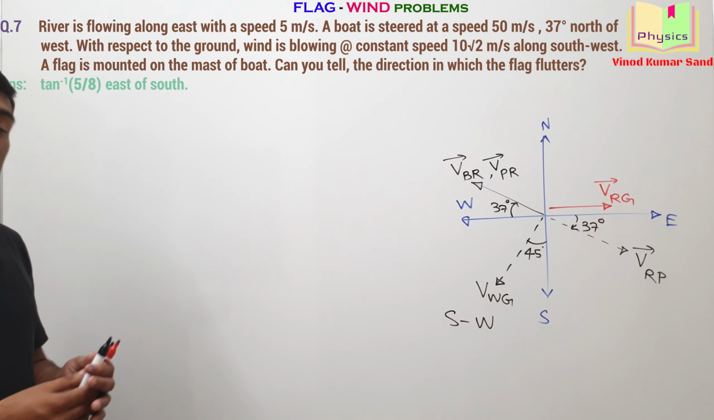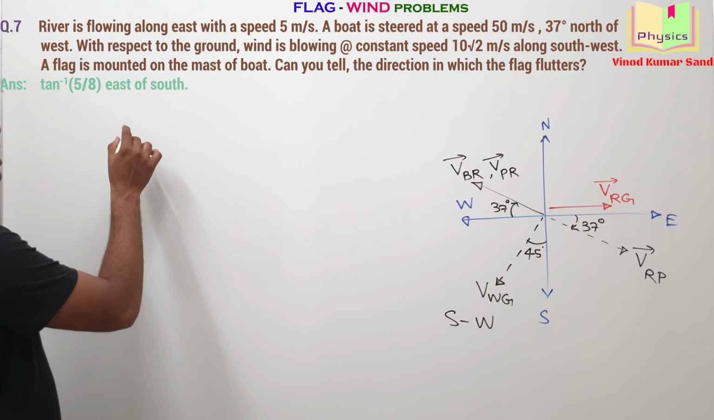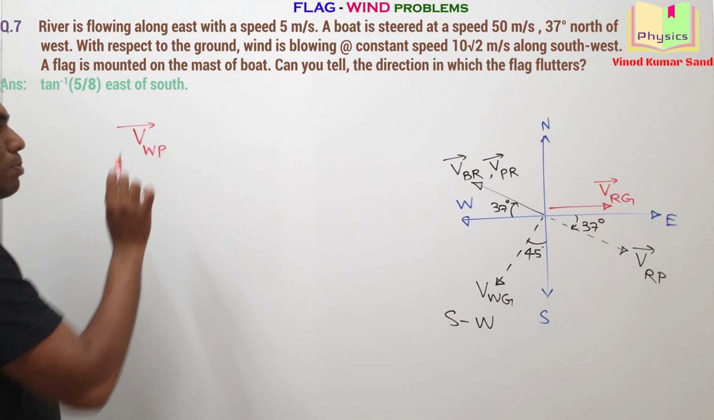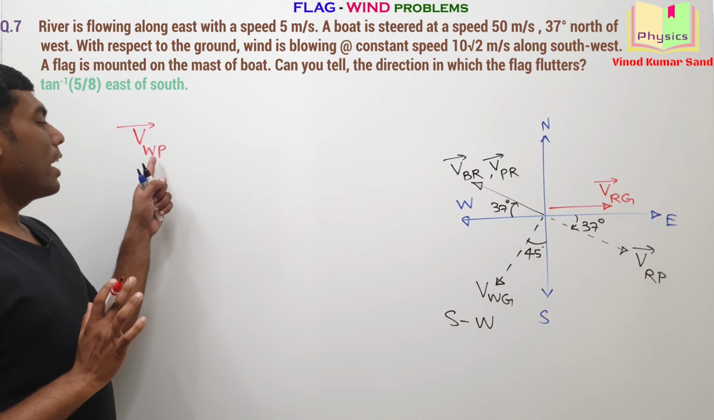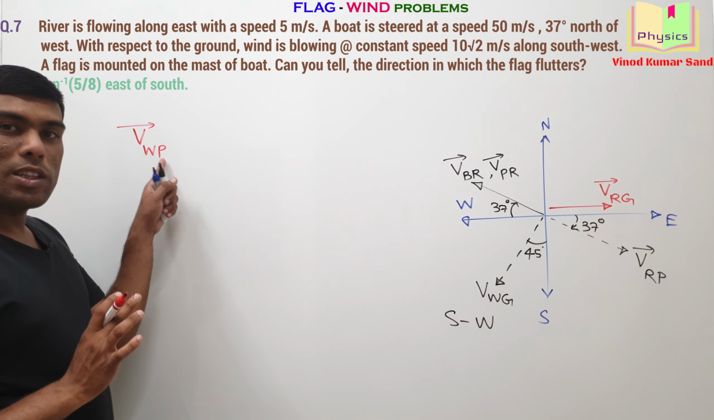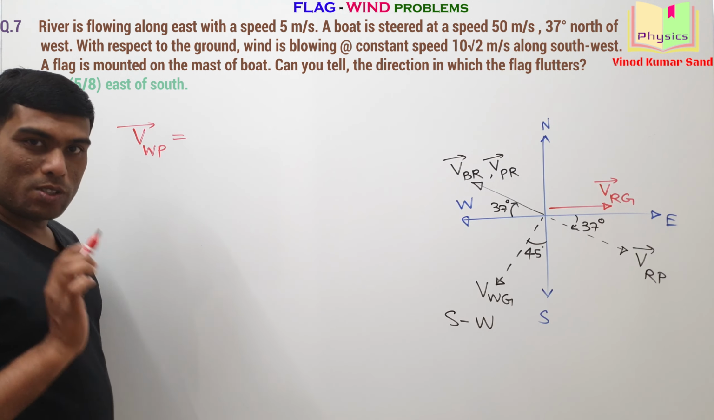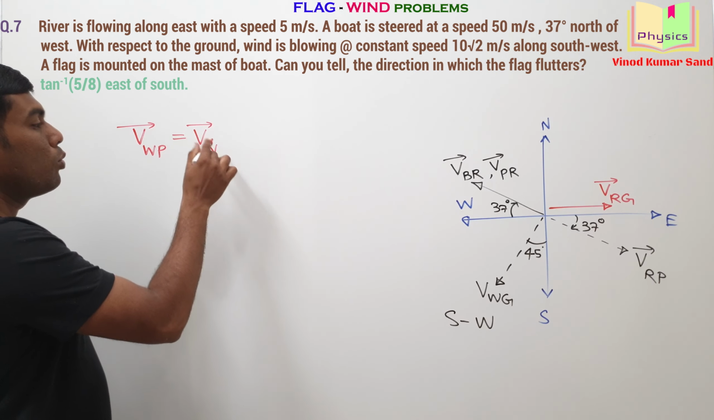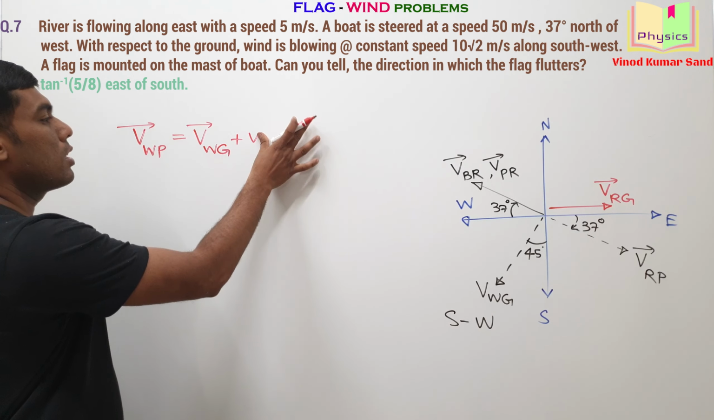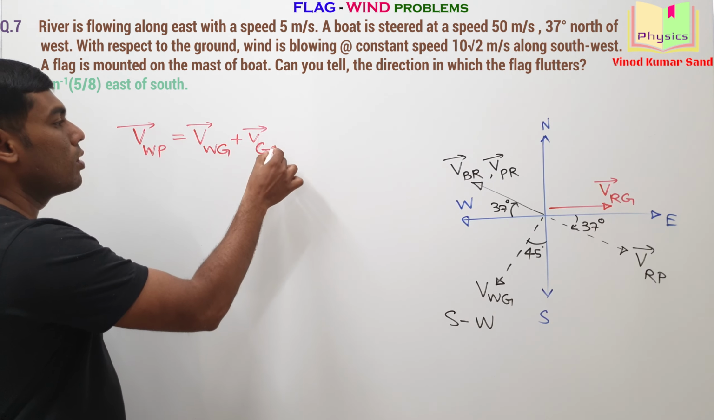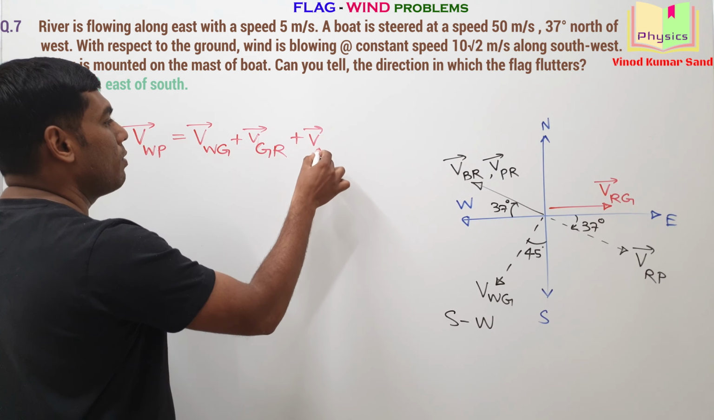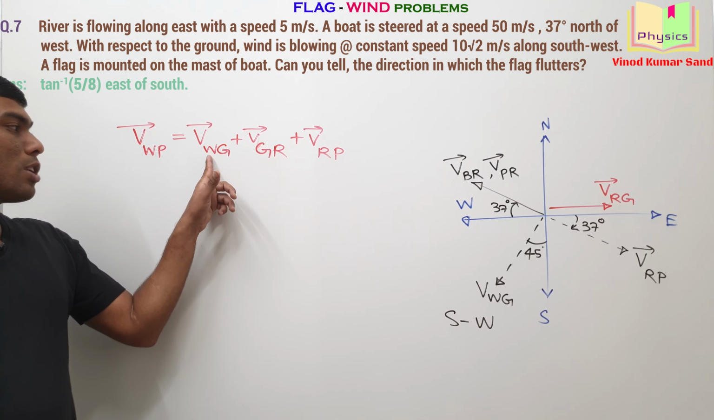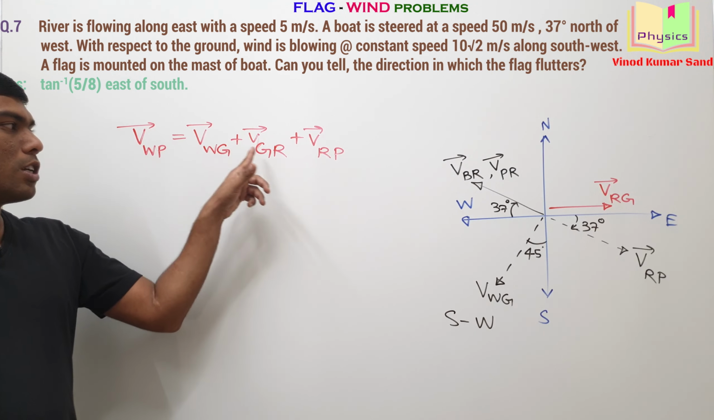Got it? Now we know the concept. We require to find the direction in which the flag will flutter, and for that we require the velocity of the wind with respect to the pole of the flag. The flag will flutter in the direction of the velocity of the wind with respect to the pole. So let us use the relative motion. We'll write velocity of the wind with respect to ground, plus velocity of the ground with respect to river, plus the velocity of the river with respect to pole. Actually, we start from this letter and we reach here. So started here, we reached here, and then we follow sequence G, G, R, R.